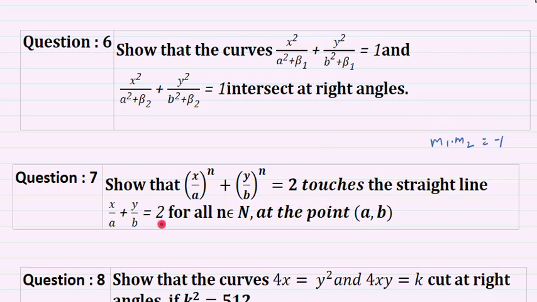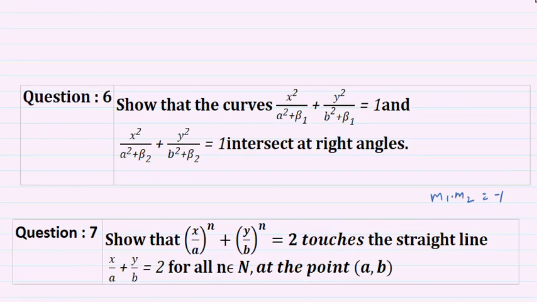The next is: show that x upon a power n plus y upon b power n is equal to 2 touches the straight line this for all n belonging to natural numbers at the point AB. Again the concept is that we need to prove that this line is the equation of the tangent to this curve, and the point is given to you. So just find the slope of the tangent at the point AB and then easily you can calculate the equation of the line, that is the equation of the tangent which we need to prove.